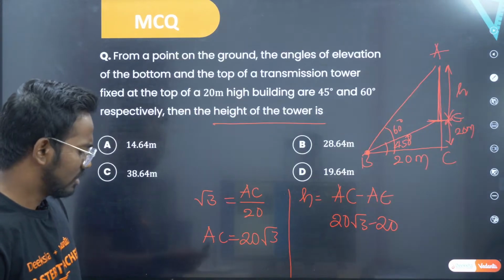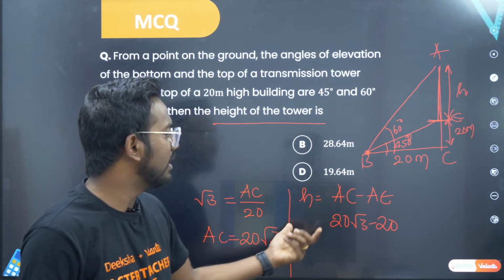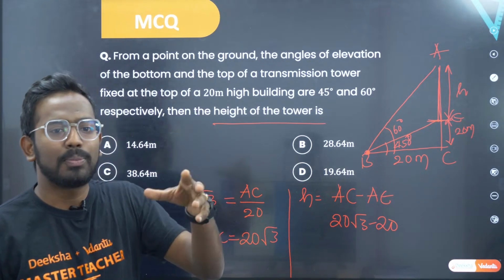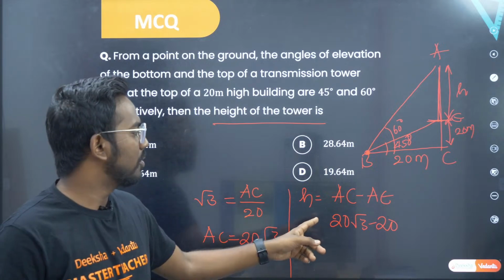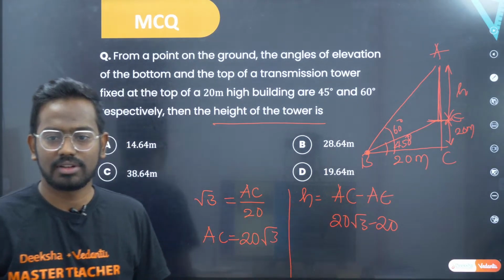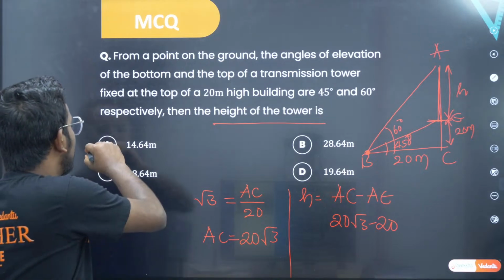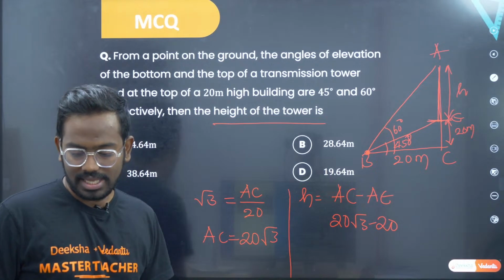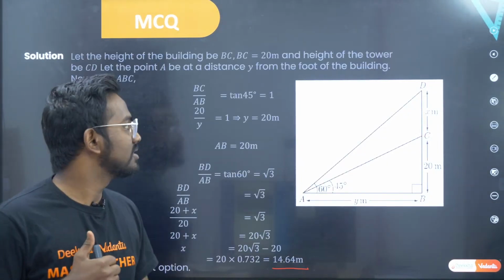Very simple question. You need not worry. See, take 20 outside, you will end up with root 3 minus 1. Root 3 is basically 1.7 something. So 1.7 minus 1 is 0.7. So your answer should be 20 into 0.7. So that will give you a final answer of 14.64. Hope this is clear. Yes? Give me a thumbs up if this is clear.